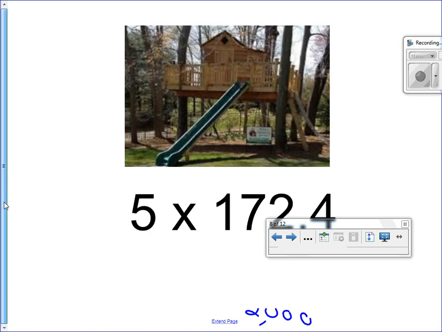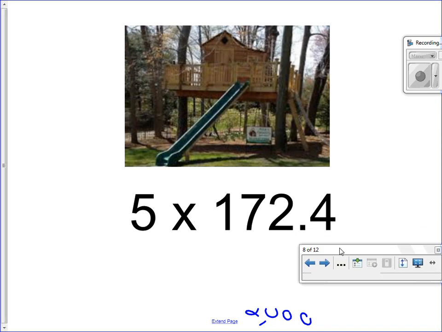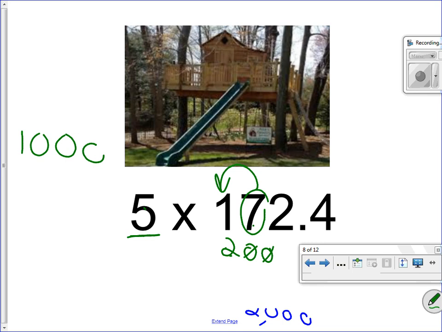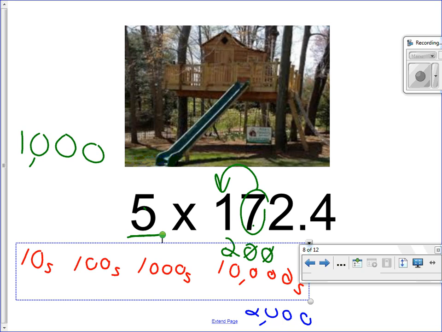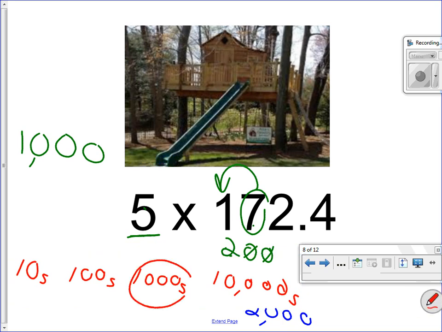Okay, let's take a look at this problem. Now we got some numbers working on here. We have 5 times, looks like we have a tree house here. Okay, I want to buy 5 tree houses for $172.40. How are we going to do this? Well, we're going to keep the 5, okay? And let's round this number. Take a look at the 7. We're going to round it up because this number is greater than 5, so this will be 200. 5 times 200. Well, 5 times 2 is 10. Let's count the zeros, just like our practice. 2 zeros. So our answer is 1,000. So on our magnitude estimate bar, we'd be circling 1,000.